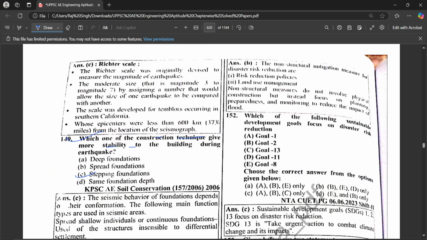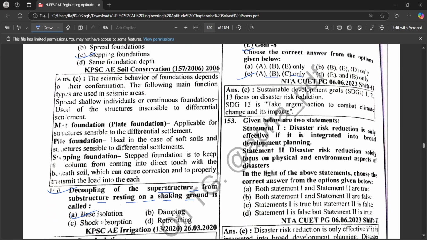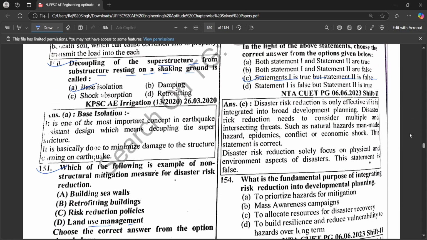Which of the following sustainable development goals focus on disaster risk reduction? Goal 1, goal 13, goal 11, goal 8. Hence, A, B and C are correct. Statement 1: disaster risk reduction is only effective if it is integrated into broad development planning. Statement 2: disaster risk reduction solely focuses on physical and environmental aspects of disaster. Hence, statement 1 is true, but statement 2 is false.